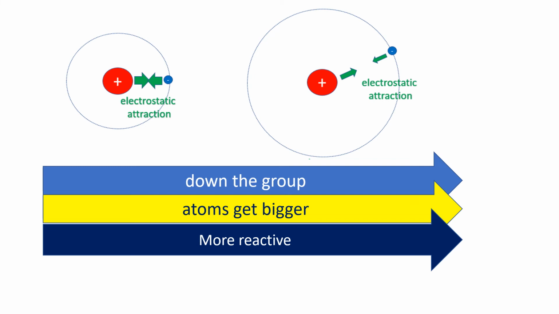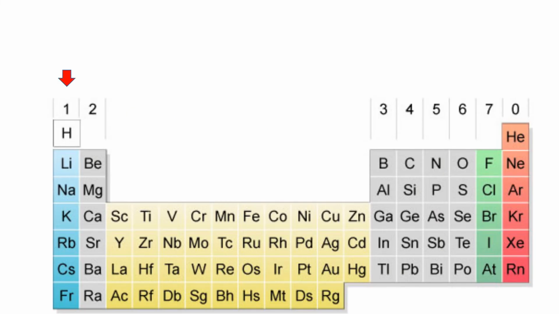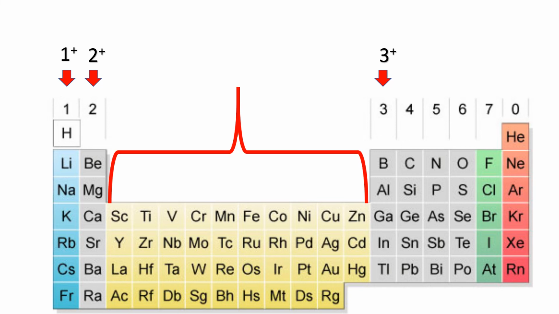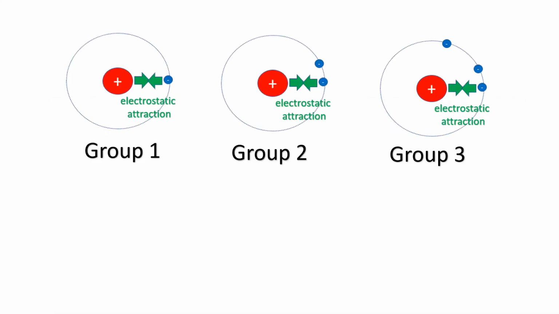But why is group 1 more reactive than group 2? Well, group 1 has only got 1 electron in its outer energy level. It only needs to lose 1 electron. Group 2 has got 2 electrons in its outer energy level, so it needs to lose 2 electrons to become stable. Group 3 has got 3 electrons in its outer energy level, so it needs to lose 3 electrons before it's stable. Now again, the transition metals are a little bit more complex. They do form the positive ions, but we're not going to worry about how many.